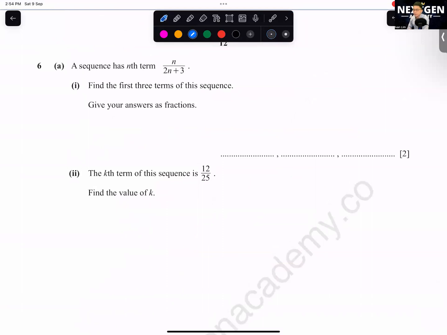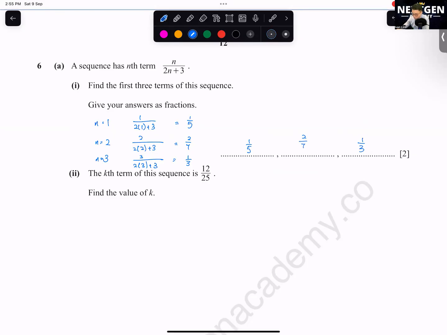A sequence has nth term, n over 2n plus 3. Find the first 3 terms of this sequence. So you just need to sub in n equals to 1, n equals to 2, n equals to 3. Okay, so when n is equals to 1, this will be 1 over 2 times 1 plus 3. This will be 2 over 2 times 2 plus 3. 3 over 2 times 3 plus 3. Okay, your value you'll get is 1 over 5, 2 over 7, and 3 over 9, or 1 over 3.